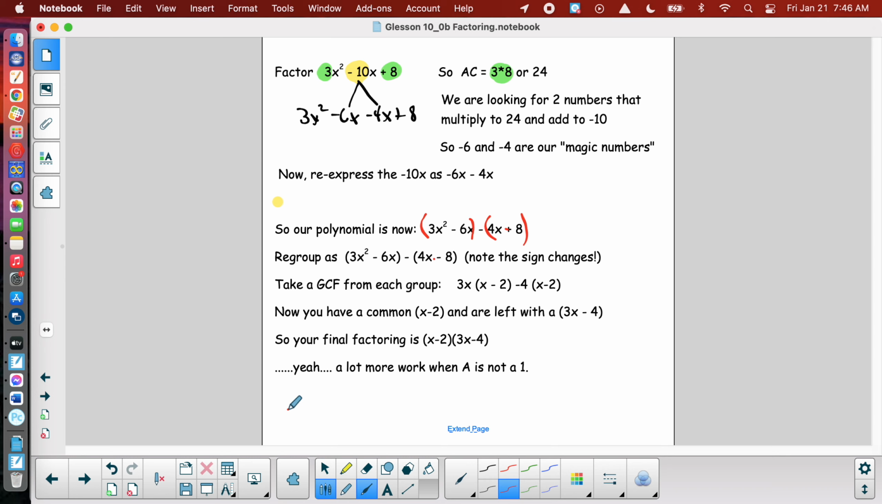But notice, now I look for greatest common factor. What's my greatest common factor between 3x squared and 6x? 2? 2 doesn't go into 3. Okay, 3x, right? 3x comes out of both those, leaving me an x minus 2. The greatest common factor here is a 4, leaving me an x minus 2. Now we have a common factor of x minus 2, and if I factor that out, I'm left with 3x minus 4, which is the complete factoring of that polynomial.